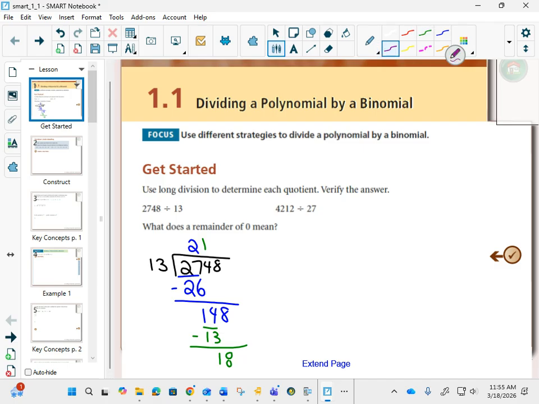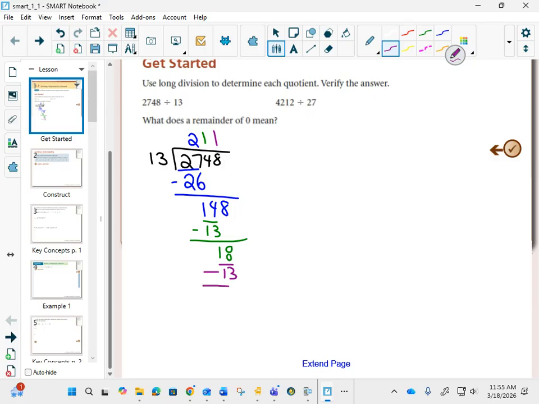Now my number is 18. Are there any 13s in 18? 1. Write that 1 above the 8. Multiply 1 times 13, just like before. Subtract, and you get a 5. Now, are there any 13s in 5? No. So our answer has a remainder of 5.